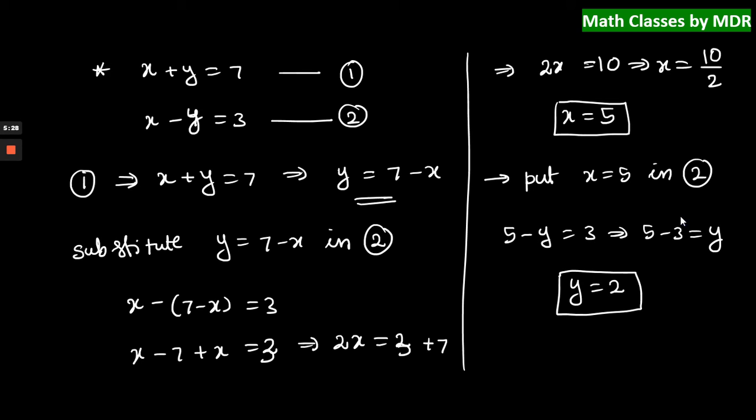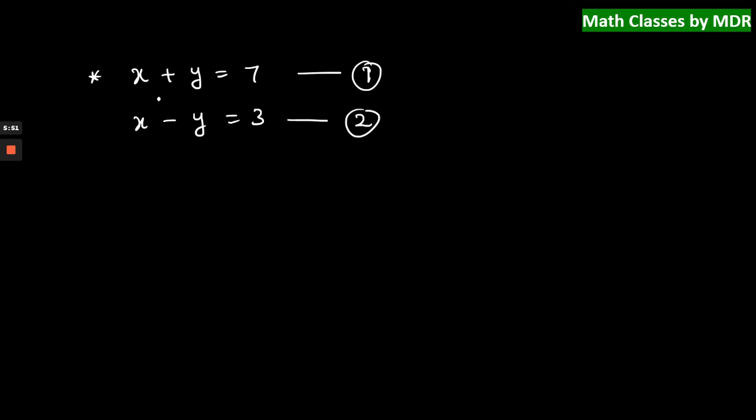Then can we use the elimination method to solve the same equations? Of course, yes. Let us see how to solve these two equations by using the elimination method. In the elimination method, the first step we have to do is make the coefficients of one of the variables the same. That means either the x coefficient should be the same in both equations or the y coefficient should be equal in both equations. So what does it mean by coefficient?